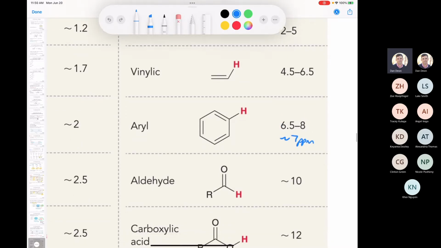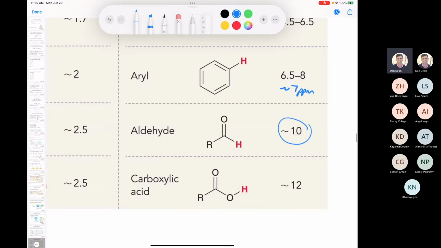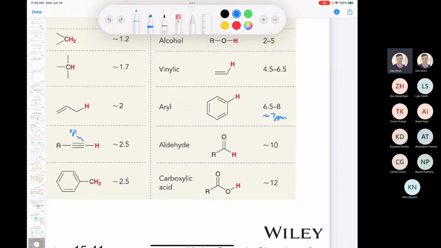Then aryl, we saw, the book said around 7 parts per million, but here it's saying anywhere between 6.5 and 8. Aldehydes are kind of a dead giveaway. They're at 10. And I told you that we go all the way up to 12 parts per million. And the acidic proton in a carboxylic acid is at around 12 parts per million.